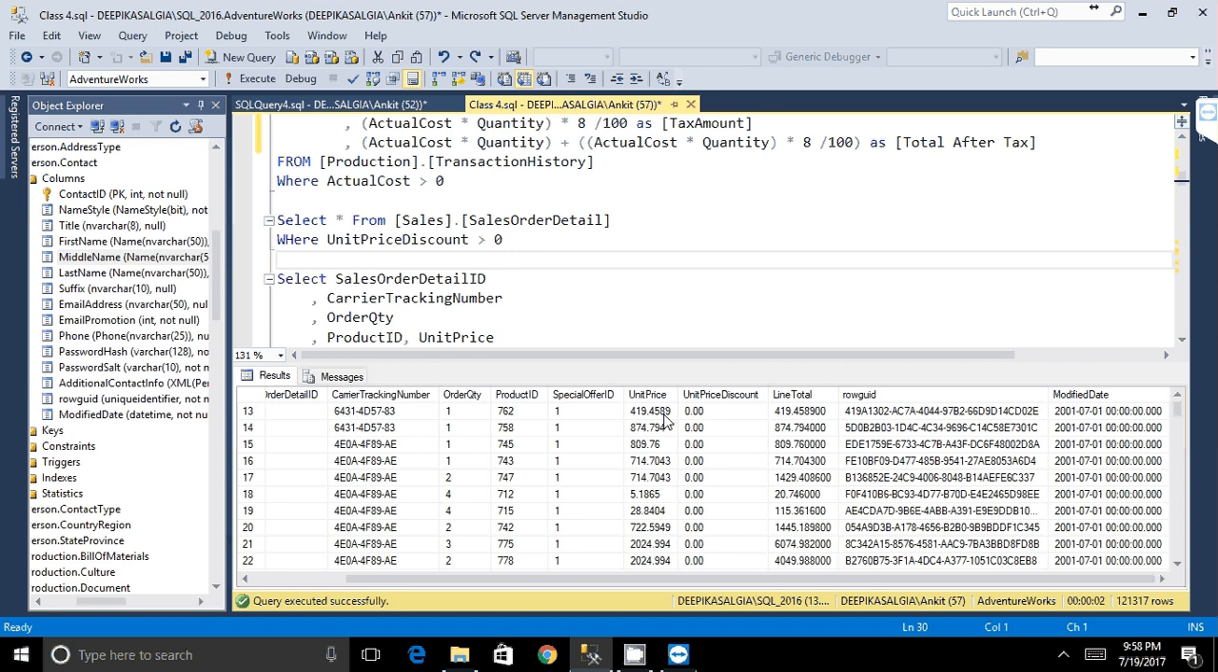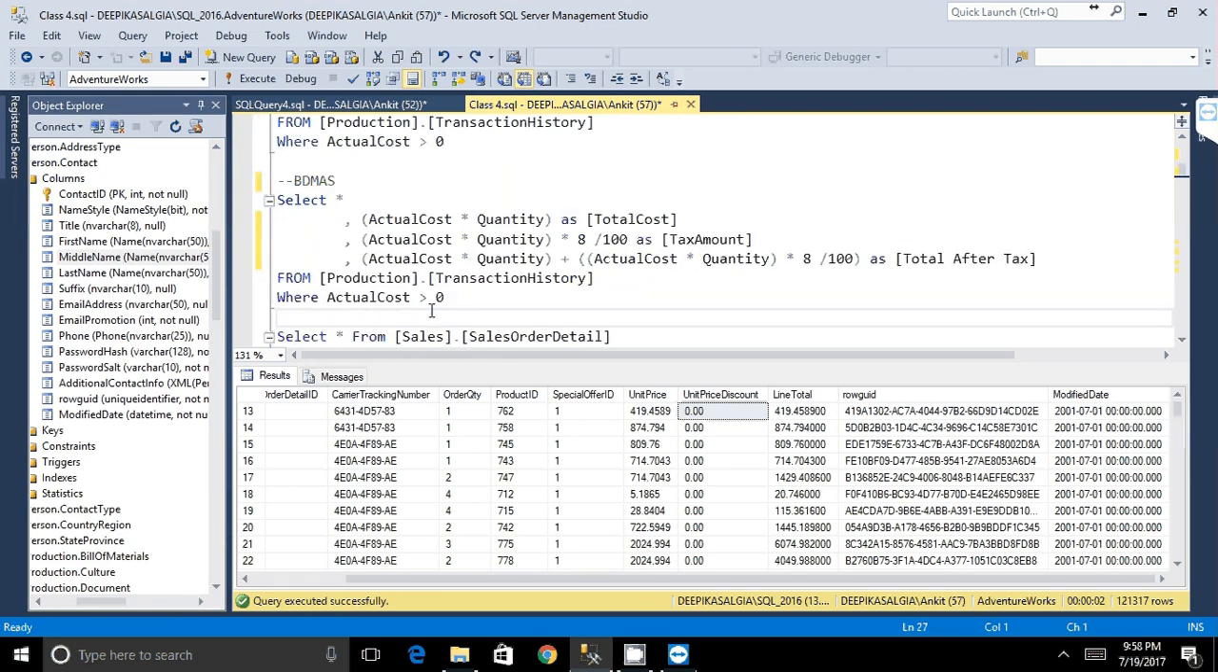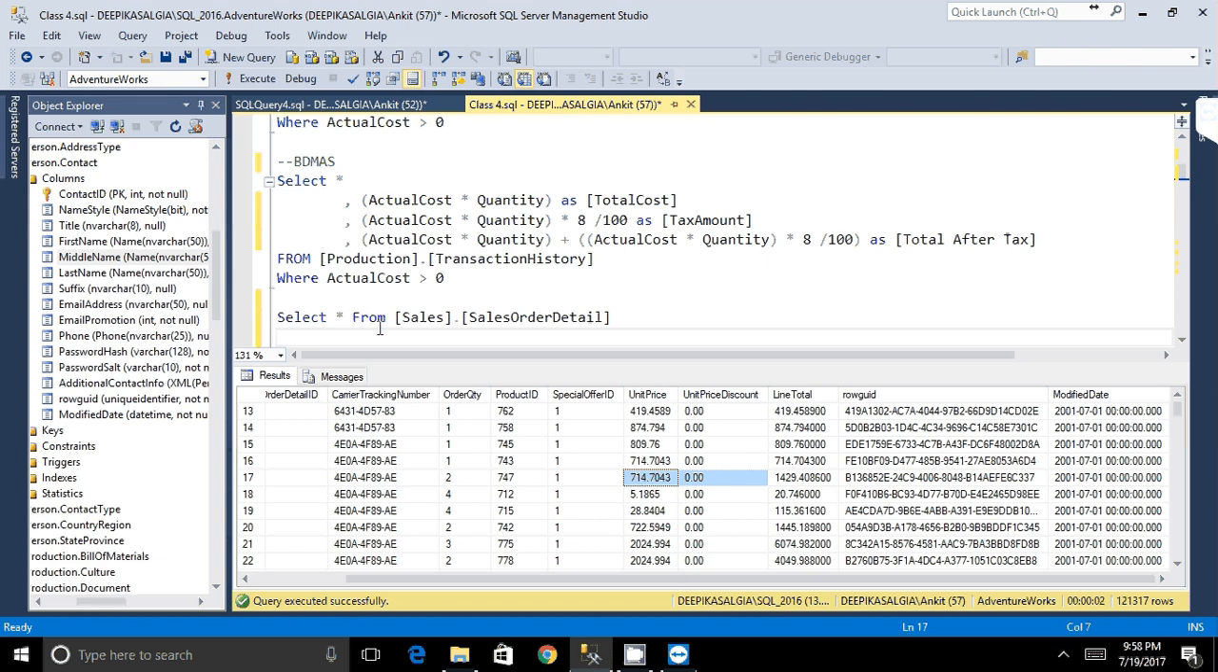You have the unit price, right? And you have the unit price discount. What I want you to do is have a column which will give me the unit price after discount. What would you do in order to get the unit price after discount? For each of the rows, I want to see what's my discounted price. What would you do?